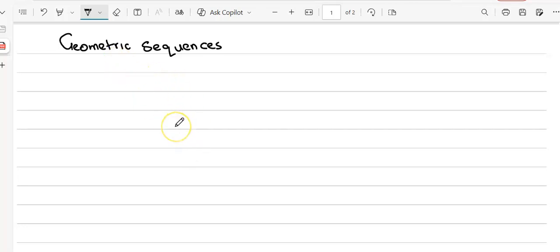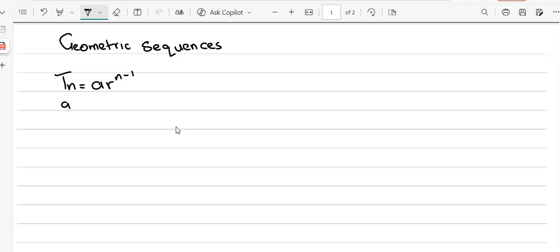Now we have the general term that we're going to use to calculate the geometric sequence, which is Tn equals a r to the power n minus 1. This is the general term that we're going to use, where n is the number of terms. But let's start with the value of a. The value of a is your T1, which is your term number 1. So it's the first term of the sequence.